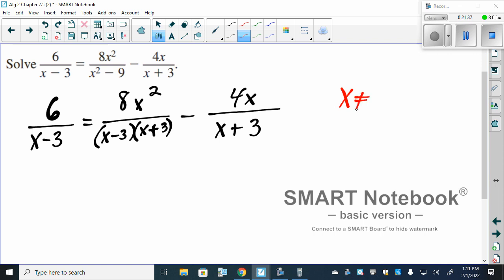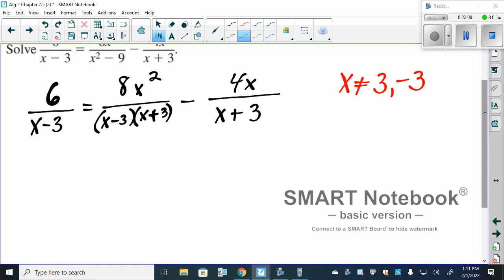Now our restrictions for this here would be what? So we would have 3 and negative 3, because for our x minus 3, well, 3 minus 3 would be 0. And for the x plus 3, well, negative 3 plus 3 would also be 0. So these here are restrictions. So if we get a value of x that is 3 or negative 3, we know that it will not work. So we can't have either one of those values.